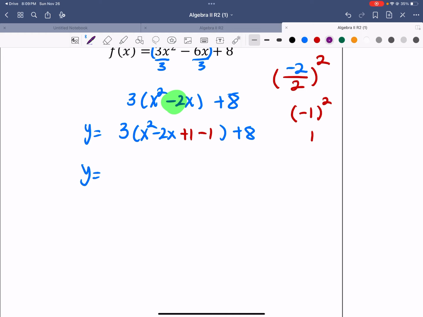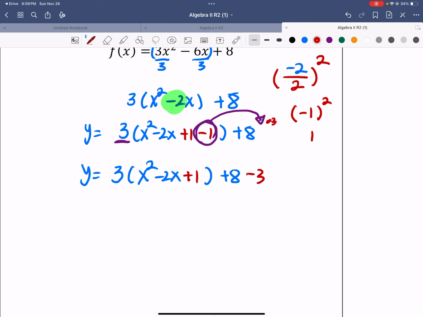Now, we always have to get rid of this negative 1. So I'm going to take this one out, but there are so many mistakes here. When you're taking this one out, you always have to multiply by the number in front of the parentheses. If there's no number in front of the parentheses, then you don't really have to. So in this case, it's going to be 3(x squared minus 2x plus 1) plus 8. So negative 1 times 3 is negative 3, because you have to multiply by 3 here. Hope this makes sense. Negative 1, when you're taking it out, you have to multiply by 3. So negative 1 times 3 is negative 3 here, okay?